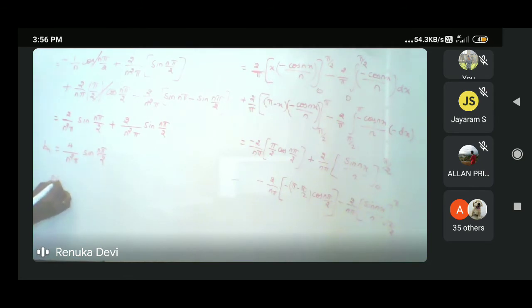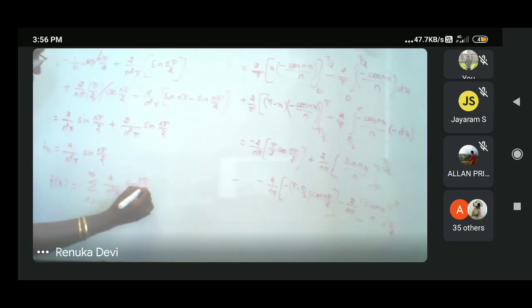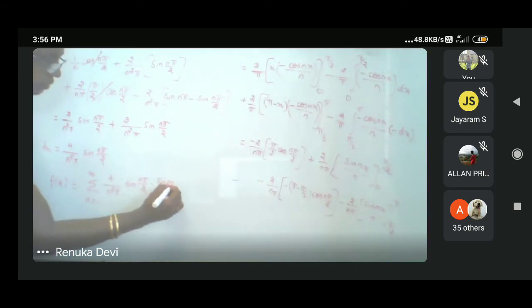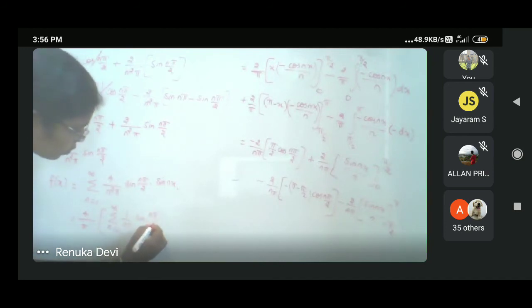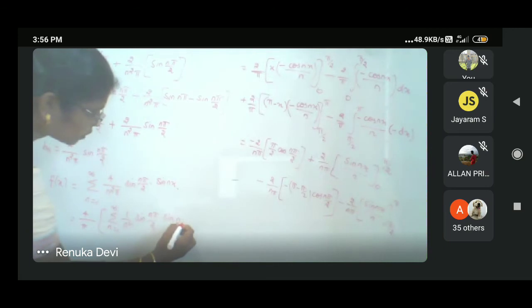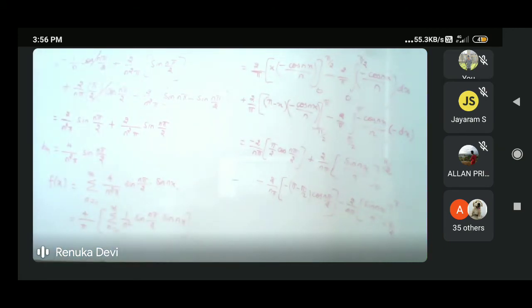So what is your f of x? F of x equal to sigma n equal to 1 to infinity, Bn is 4 by n square pi sin n pi by 2 into sin nx. So this is your series. This can be written as 4 by pi sigma n equal to 1 to infinity 1 by n square sin n pi by 2 sin nx. So this is your f of x.